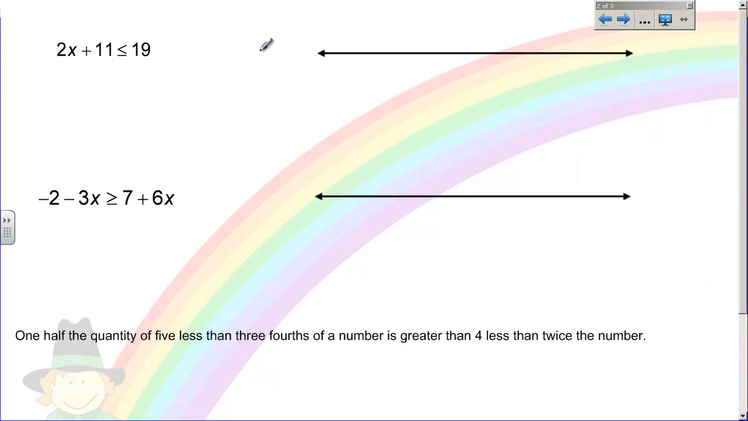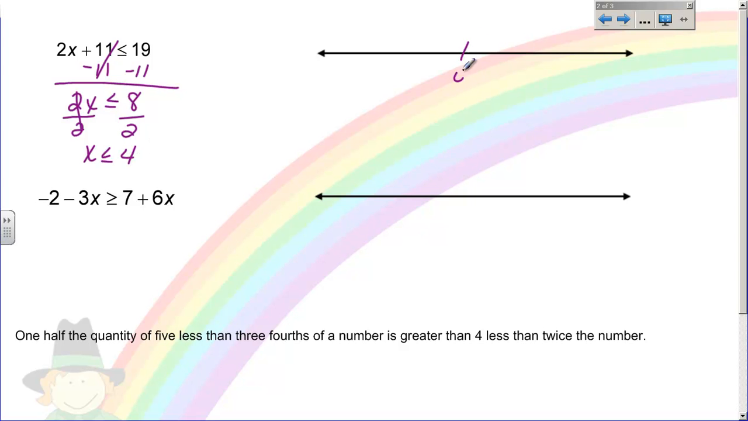First inequality, 2x plus 11 is less than or equal to 19. My x is on the left, everything is good, we're all set up, so it's just like solving an equation. I'm going to subtract 11. So I have 2x is less than or equal to 8. And then I'll divide both sides by 2. Since I don't have any negatives, I can leave the symbol alone. So x is less than or equal to 4.